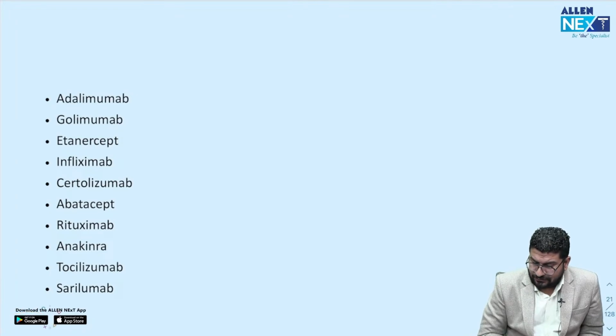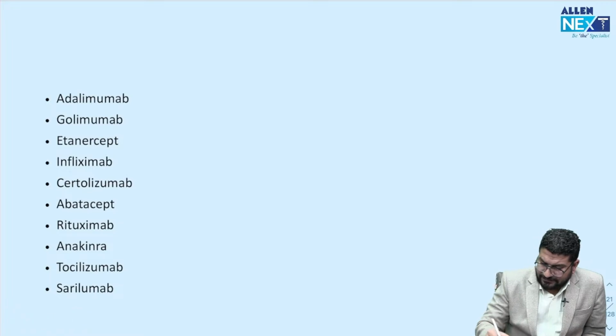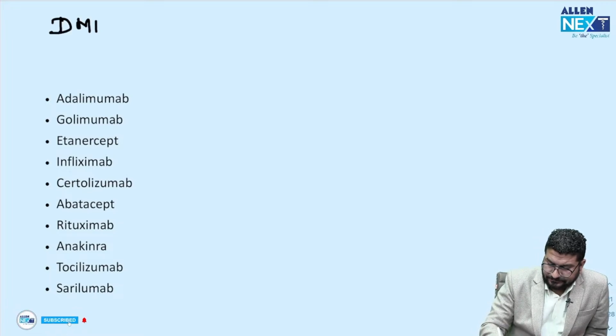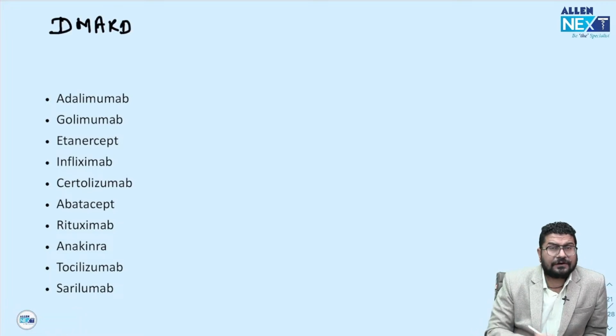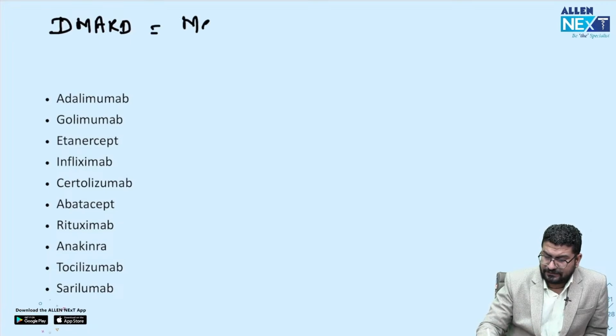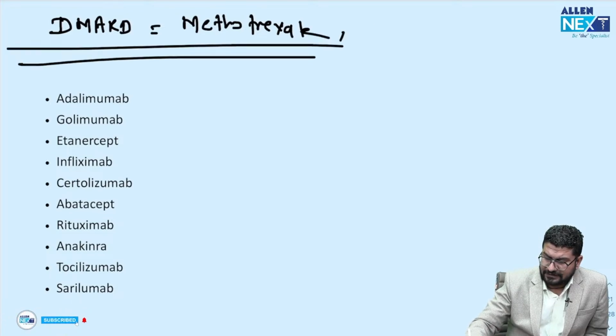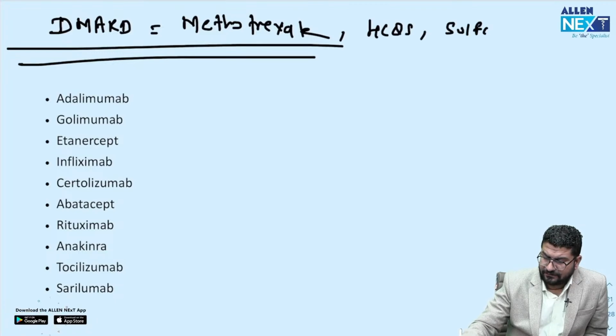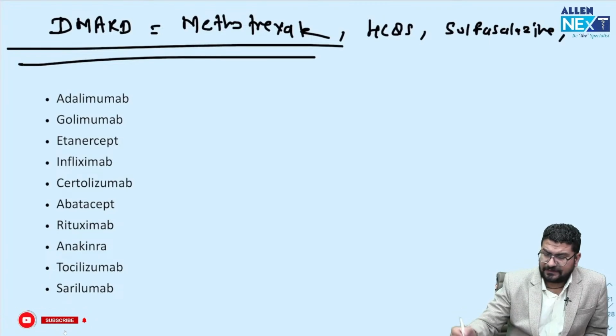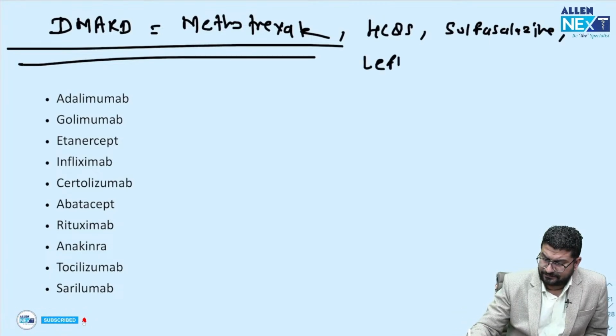Now they ask you a question on different drugs for rheumatoid arthritis. So straight away we start with the DMARDs, and the DMARD of choice is methotrexate. So we can start with methotrexate. If it is not controlled, then we can add HCQS, hydroxychloroquine. We can add sulfasalazine, brand name SAAZ, or we can add leflunomide. So these are the drugs which we can add.